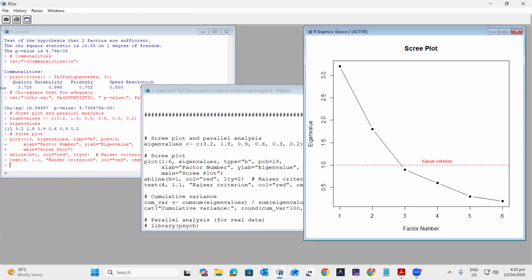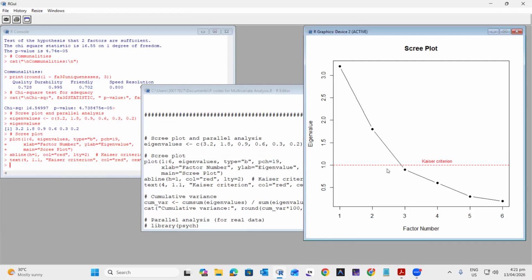On the x-axis, you have the factor numbers 1 to 6, and the y-axis has the raw eigenvalues that we have. The dashed red line is a horizontal line at eigenvalue equals 1. It is the Kaiser criterion: retain only the factors whose eigenvalue exceeds 1. So how are you going to interpret this?